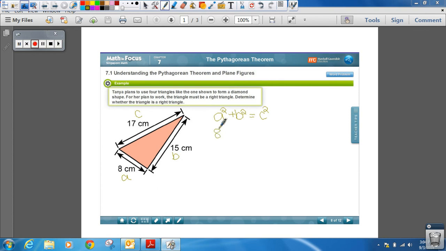So I get 8 squared plus 15 squared. And I want to know, does that equal 17 squared? So when I do that and I calculate it out, I get 289 equals 289. Since my sides are equal to one another, the answer is yes, it is a right triangle.